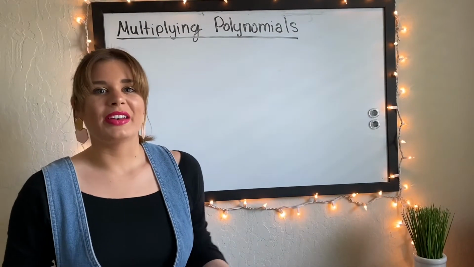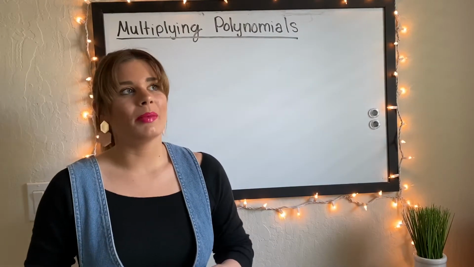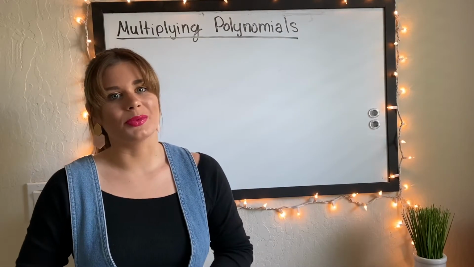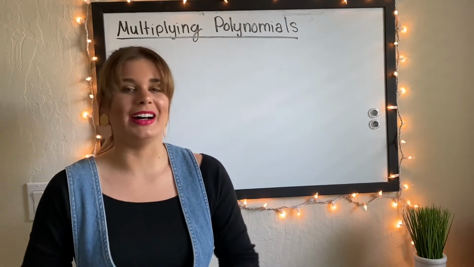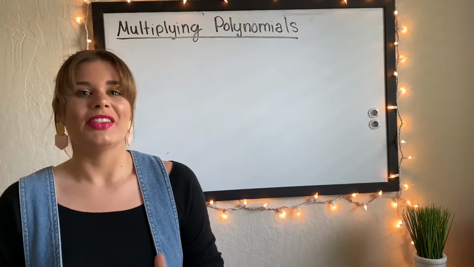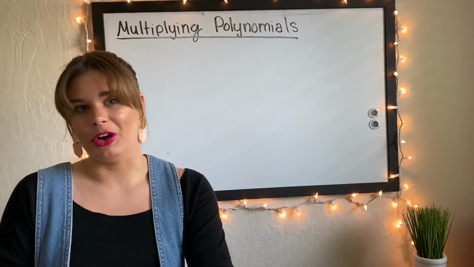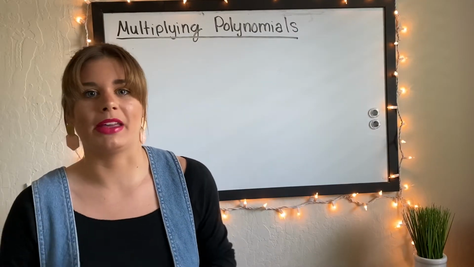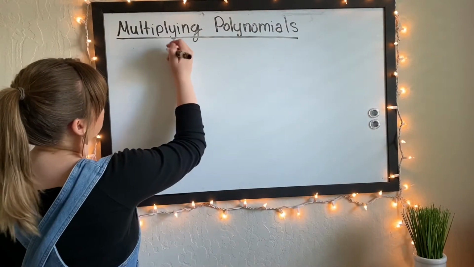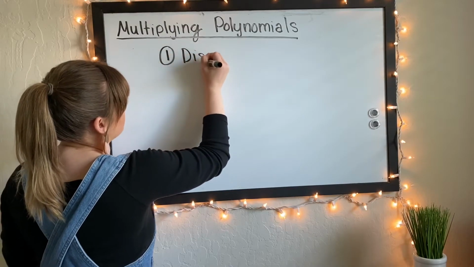Okay, so now we're going to talk about multiplying polynomials. Now, multiplying polynomials is really just using the distributive property a lot. And so you have to make sure that you're multiplying each term in the first polynomial by each term in the second. So let's go over what I mean by that. So your step 1 is to distribute.